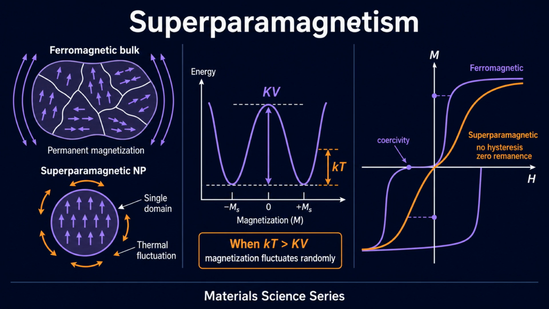But here's the key insight. If the particle is small enough, thermal energy can flip the magnetization direction over the anisotropy energy barrier. The magnetization fluctuates randomly, averaging to zero in the absence of a field. This is superparamagnetism. In an applied field, the moments align, giving strong magnetization. When the field is removed, thermal fluctuations randomize the moments again, leaving zero remnants. This is why superparamagnetic particles show no hysteresis.